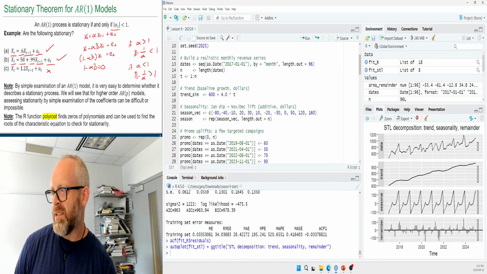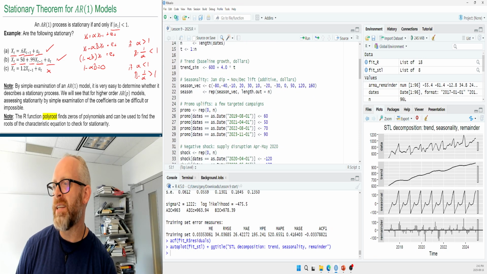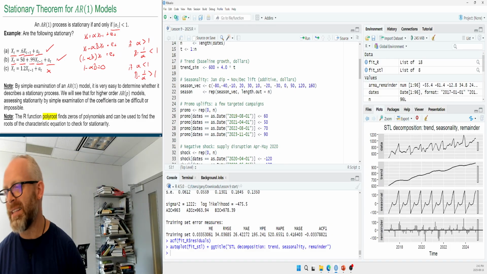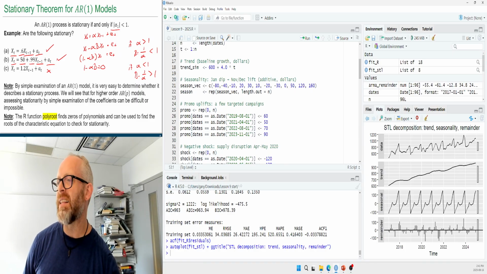So we built a time series starting on January 1st, 2017, and we built 96 months out. It had a trend, which was 600 plus 4t, where 4 was the slope and 600 the intercept. We had a seasonal vector here: minus 80, minus 40, 10, 20, 30, and so on. So we saw a dip at the very beginning of the year, and an increase towards the very end of the year. We repeated this vector for a total length of 96.